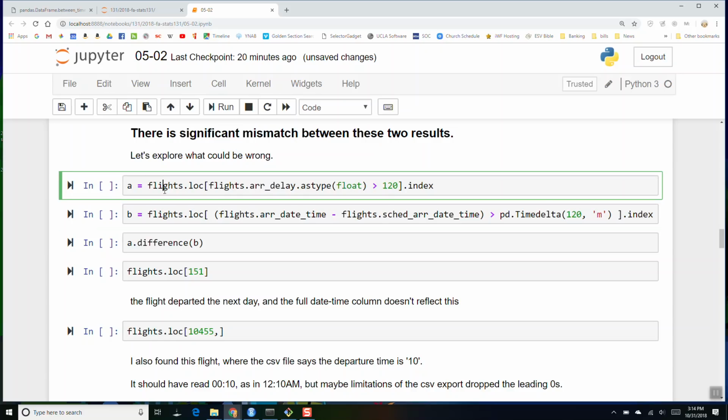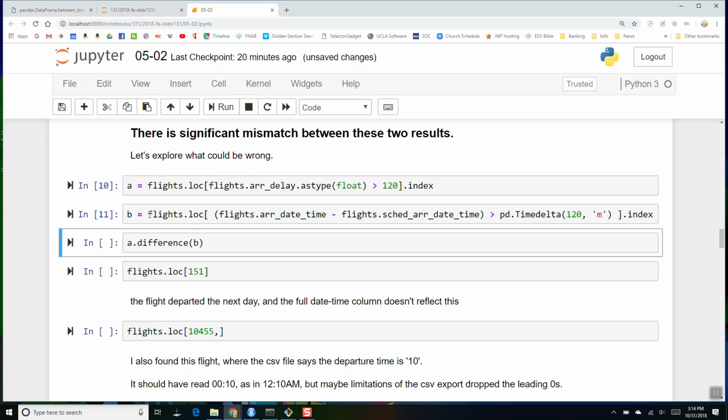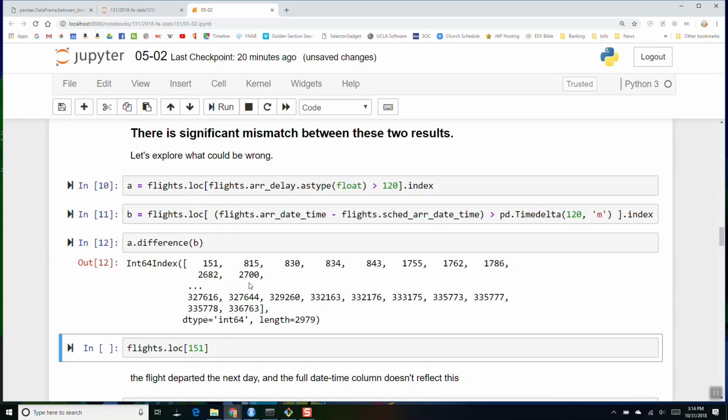Okay, so here I basically just say, let's take this method where we're saying just arrival delay greater than 120. Let's pull out the index here, and over here I've got where the arrival time and the scheduled arrival time have a difference greater than 120, because that's what I'm thinking it should be, and I ask for the index there. And then you can ask what's the difference between these indexes, and it tells us.